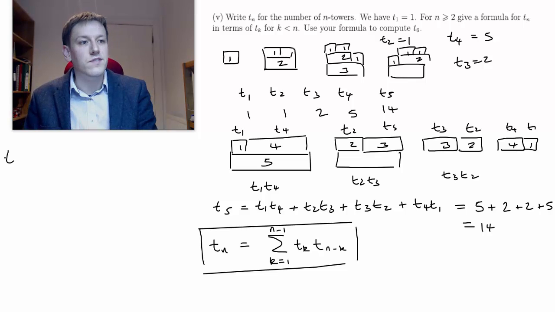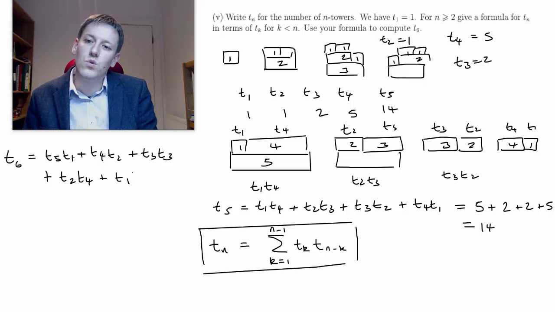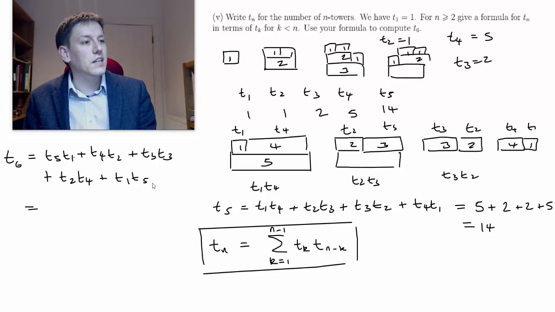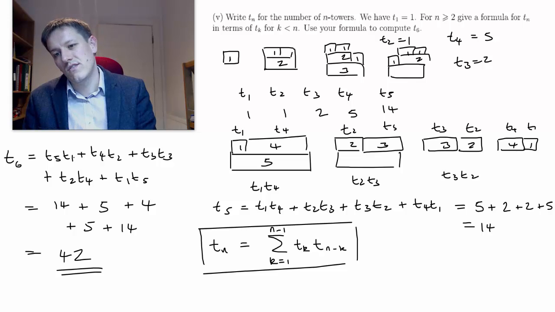And then finally we'll do that for T6, which is going to be T5, T1, plus T4, T2, plus T3, T3, plus T2, T4, plus T1, T5. And notice I'm getting some repetitions here, like T5, T1 and T1, T5 are the same thing, and that's going to be useful to us later. So this is 14, T4 times T2 is 5, T3 times T3 is 4, and then I get another 5 plus 14, so I've got 28, 38, 42.